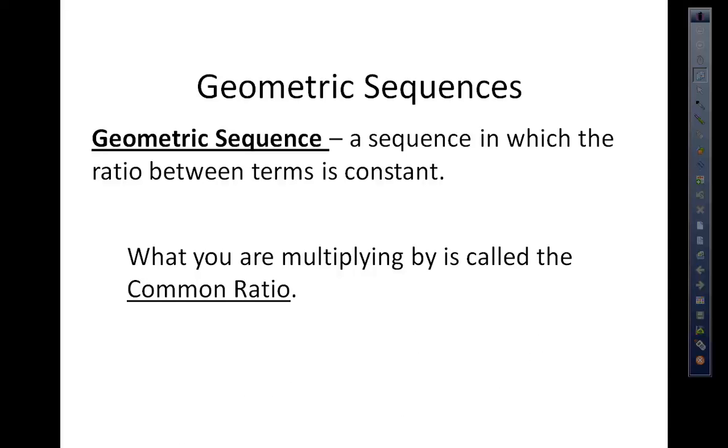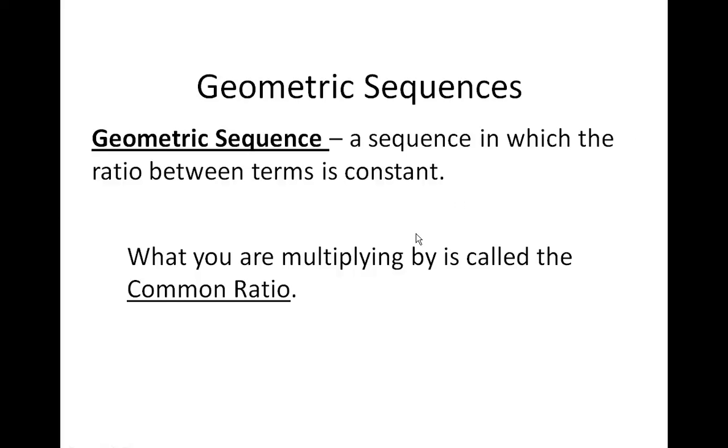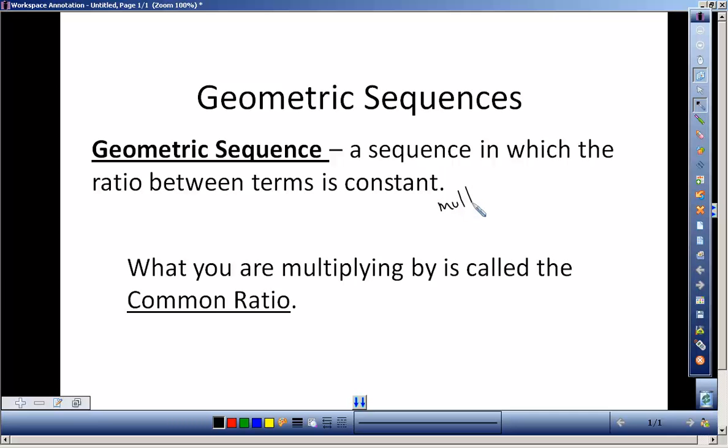Now, just like what we were adding was called the common difference yesterday, what we're multiplying by is called the common ratio. Right? So a geometric sequence is a sequence in which the ratio between terms is constant. We're multiplying by the same thing each time, and you might want to make a note of that. We're multiplying by the same thing. And it can be a whole number, it can be a fraction, but we're multiplying by the same thing every time. And we call that same thing that we're multiplying by the common ratio.